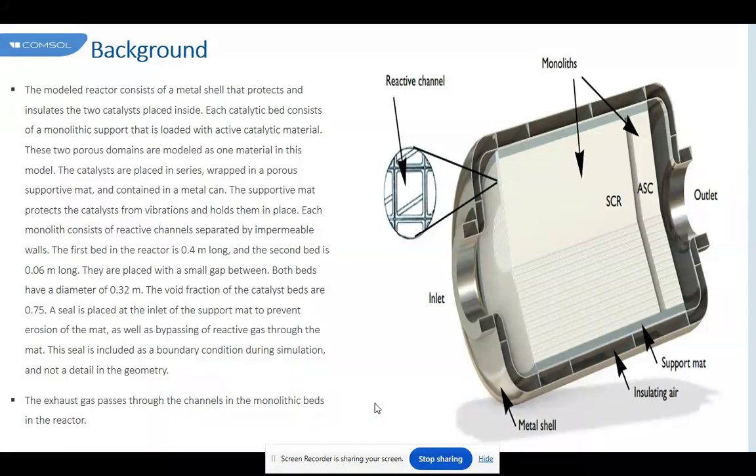Analysis of transit behavior and temperature front propagation. In this section, we review the conditions for back-end and front ignition in monoliths and analyze the impact of conduction in the substrate material on the temperature front propagation.